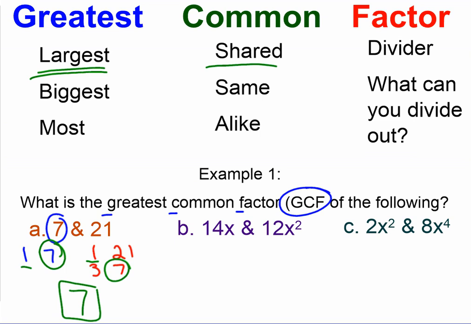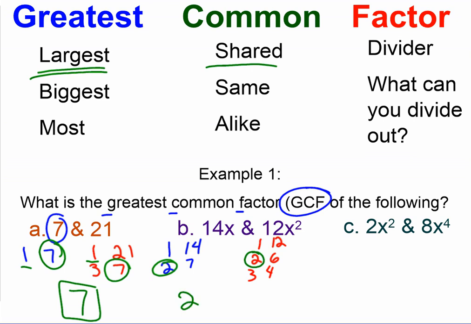So I know 14 is 1 and 14. I know it's 2 and 7. I know 12 is 1 and 12. And I know it's 2 and 6 and 3 and 4. So if I'm looking for the largest number I can pull out of both, I'm looking at 2. So I know my GCF right there is 2.